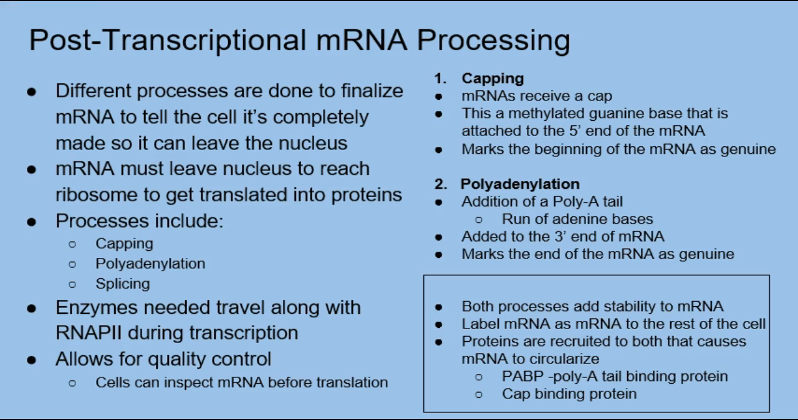PABP is the poly-A tail binding protein, which is attached to the 3' region of mRNA, which attaches to the poly-A tail, and the cap binding protein is attached to the cap of mRNA, and together they bind, allowing mRNA to circularize.